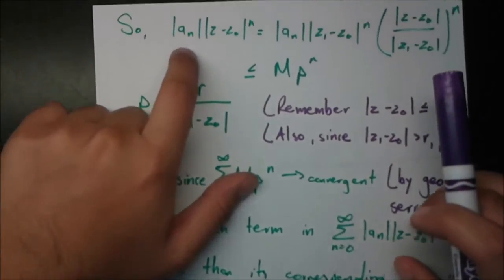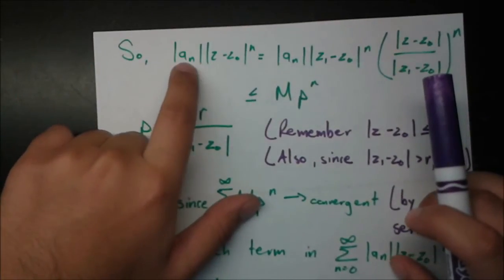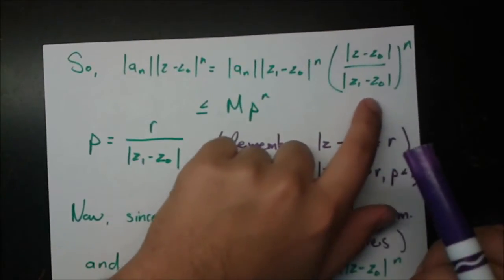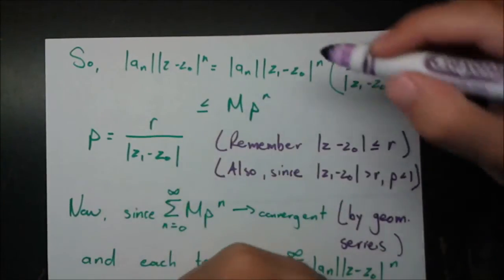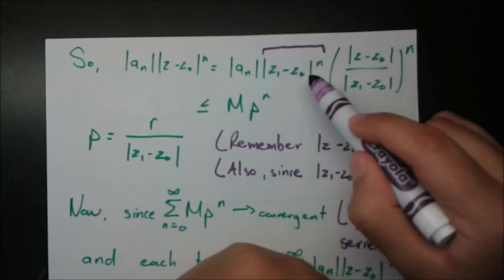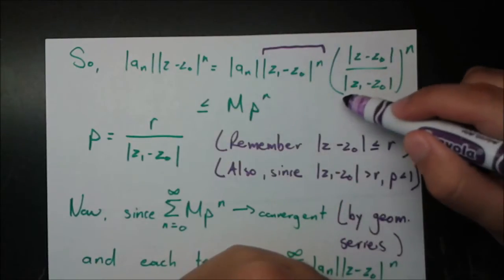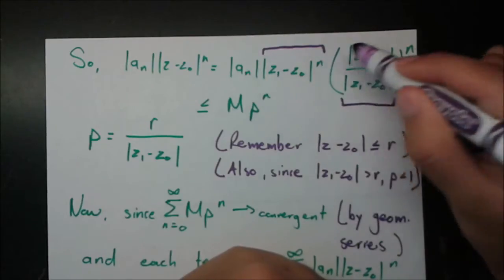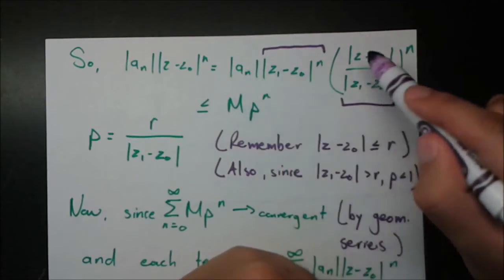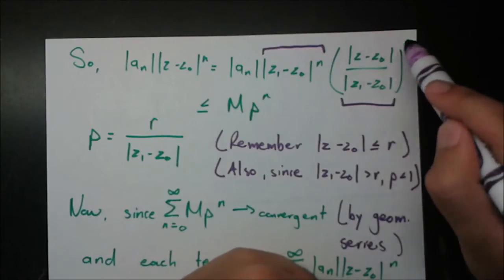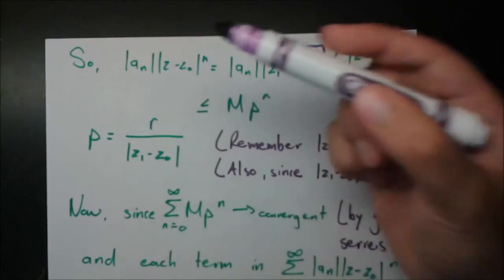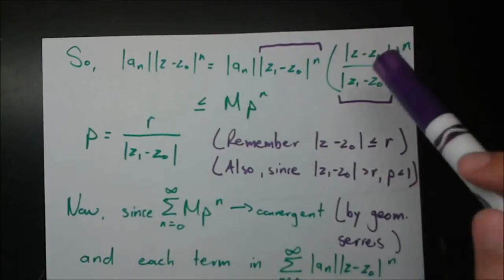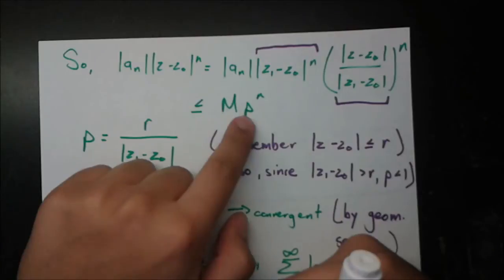So now I've written here, absolute value a sub n times modulus z minus z0 to the power of n equals this, and this seems kind of messy, but if you just look at this term right here, z1 minus z0 to the power of n, that's the same term as z1 minus z0 to the power of n right here. So these can technically cancel, and you'll just be left with a sub n times modulus z minus z0 to the power of n, which is exactly what we have right here. So I've just written this in expanded form. And this right here is always less than or equal to m times p to the power of n.